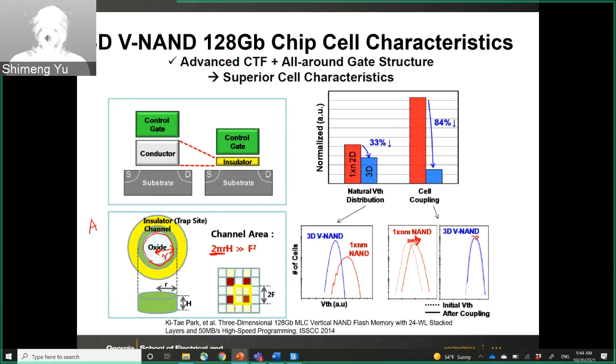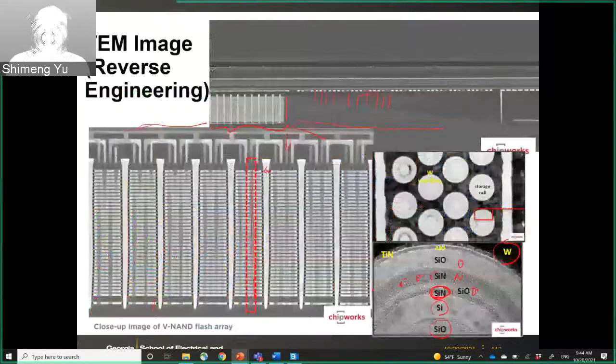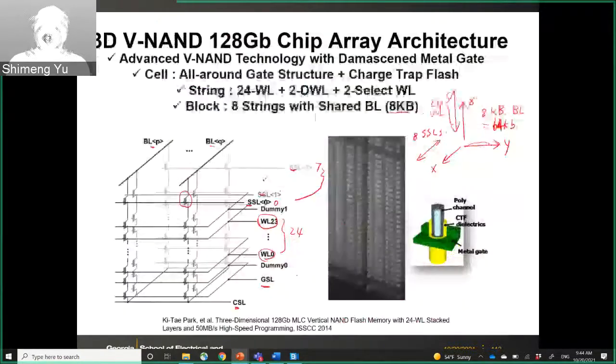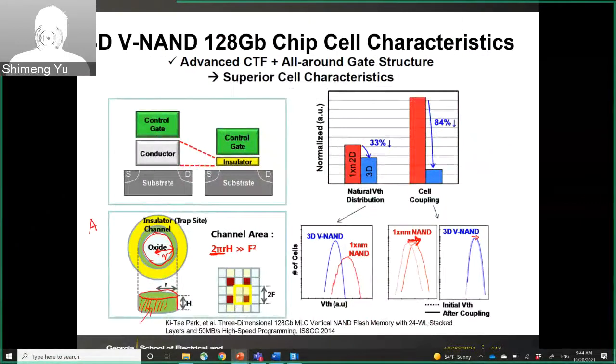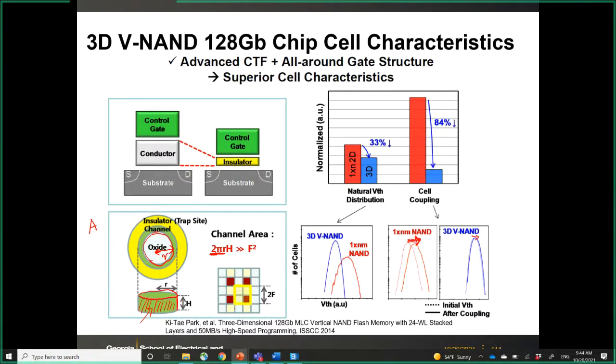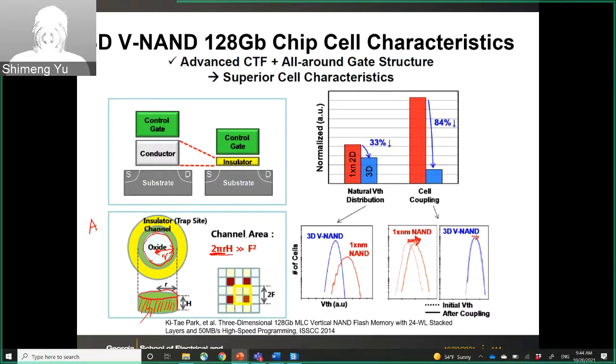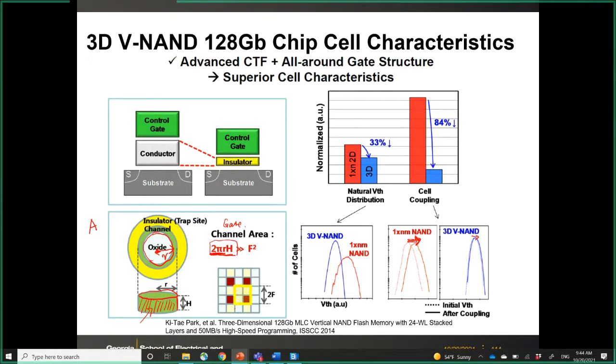And then if you look at the side view, let's say 2 pi R is the perimeter of this one, multiplied by the height of each layer. So basically, the side wall of this cylinder will be your gate area, right? So this is the channel or the gate area, and it will be this 2 pi RH.